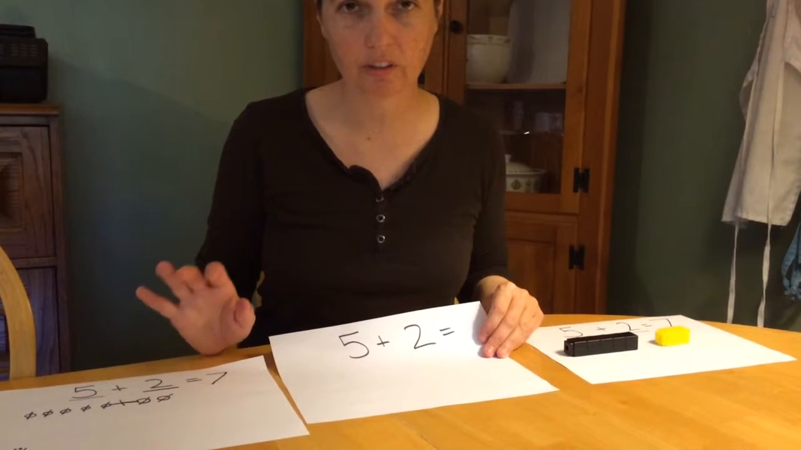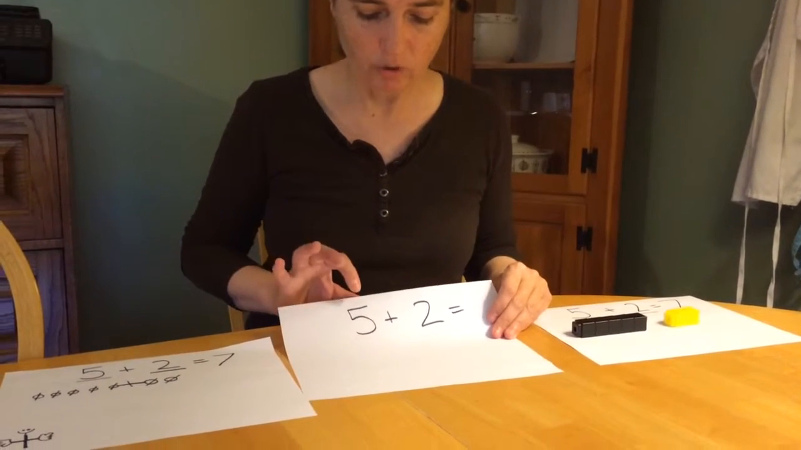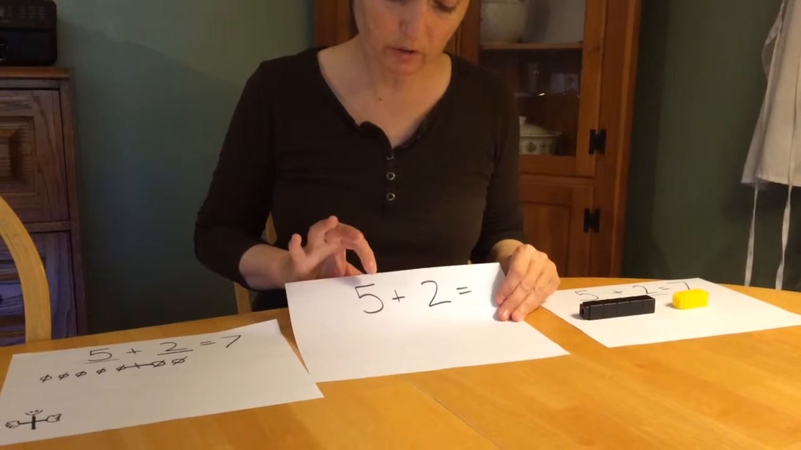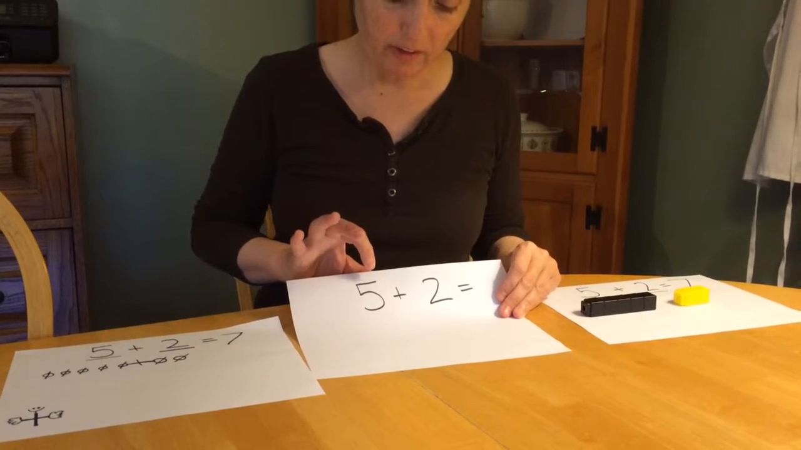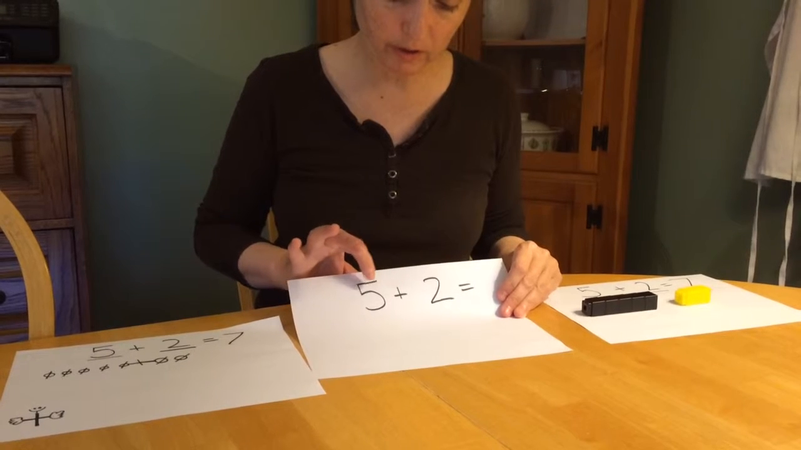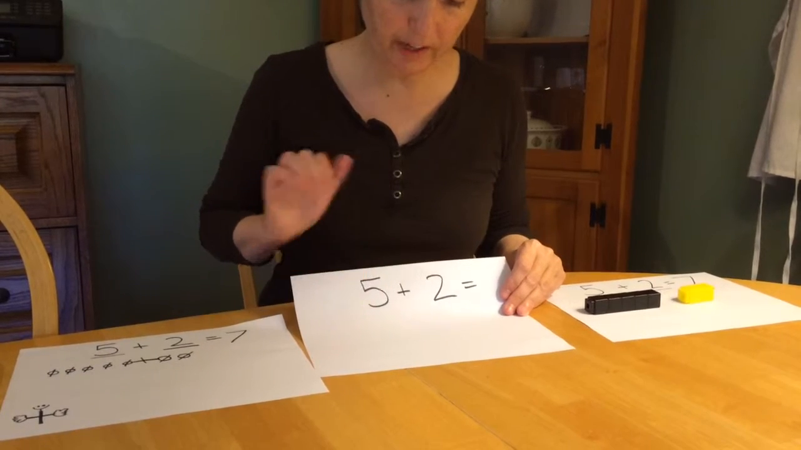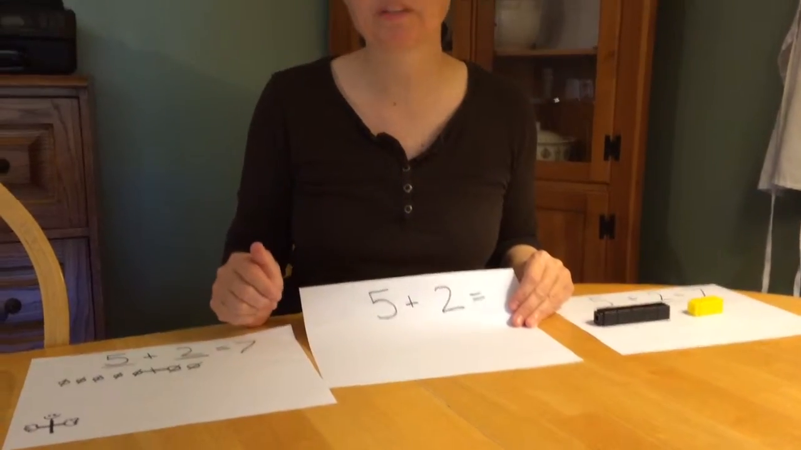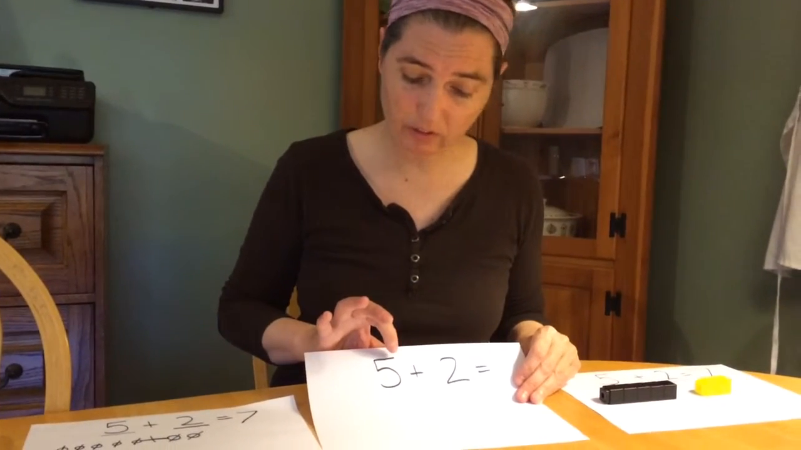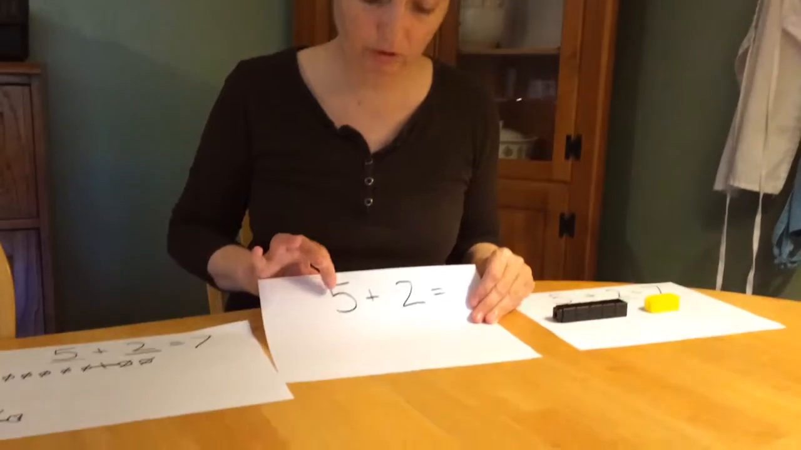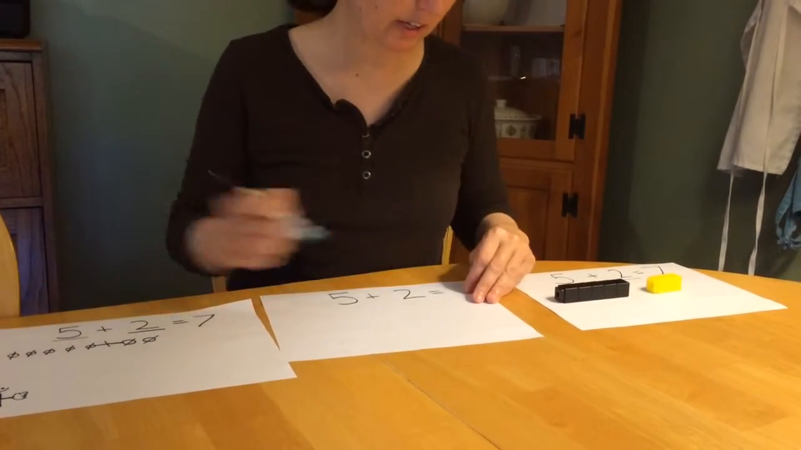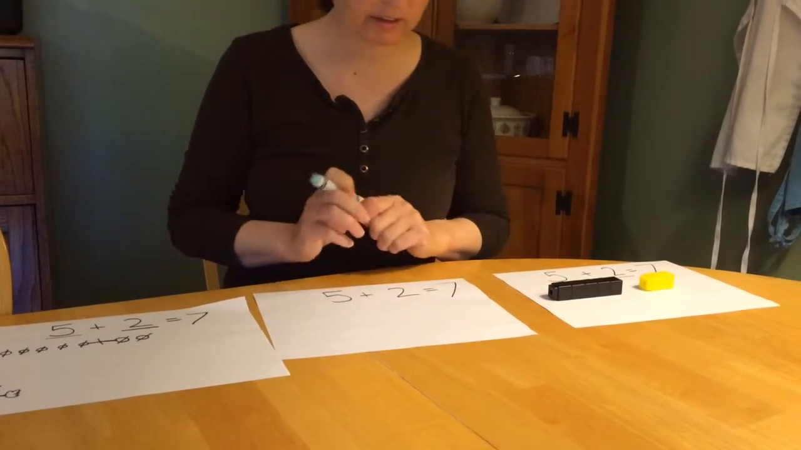If the children are using touch points to add, what they're simply going to do is touch the touch points on each number. So for 5, the touch points are 1, 2, 3, 4, 5. The touch points for 2 are 1, 2. So if they're using touch points to do addition, they're just touching all the touch points. 1, 2, 3, 4, 5, 6, 7, and writing the number 7.